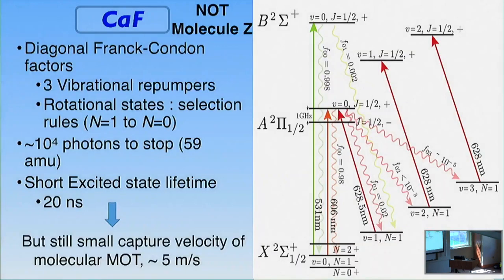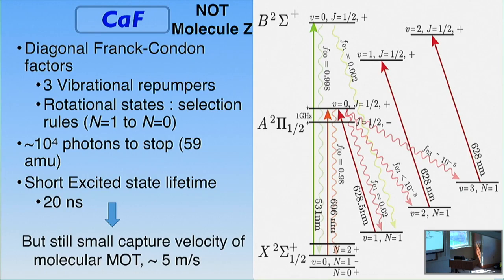More results. So my group embarked on our first molecule we tried to laser cool, which was not molecule Z, it was calcium fluoride. And this is kind of the typical structure. Here's a ground state, here's the first excited electronic state, second excited electronic state. You can see the Franck-Condon factors are here, so it very rarely goes into these other states, and we have like 3 or 4 laser frequencies to repump it. And we also use both this transition and this transition in our experiments.